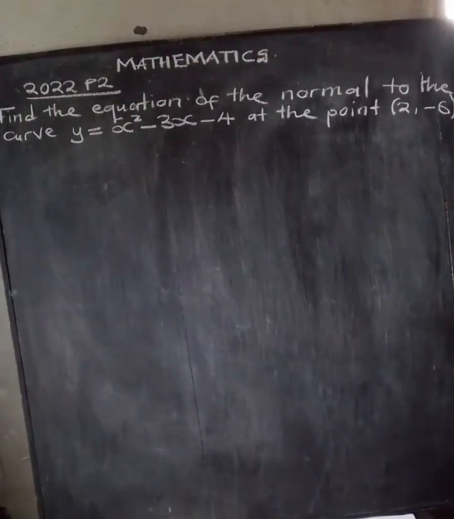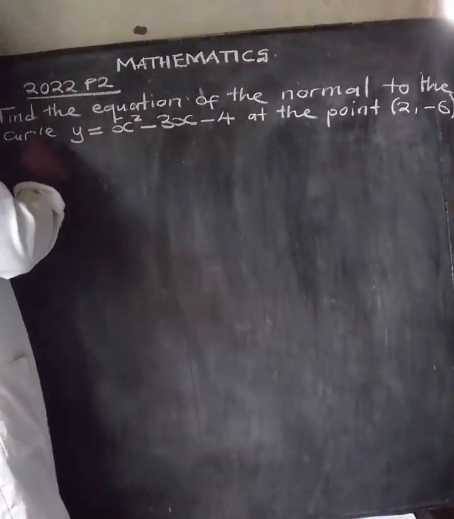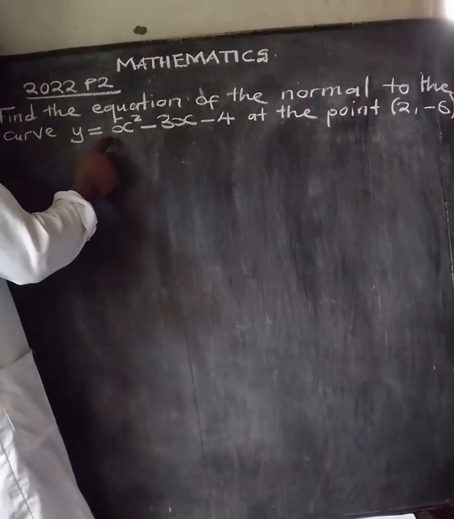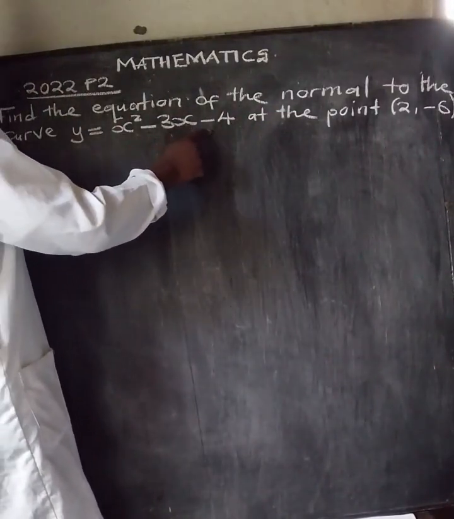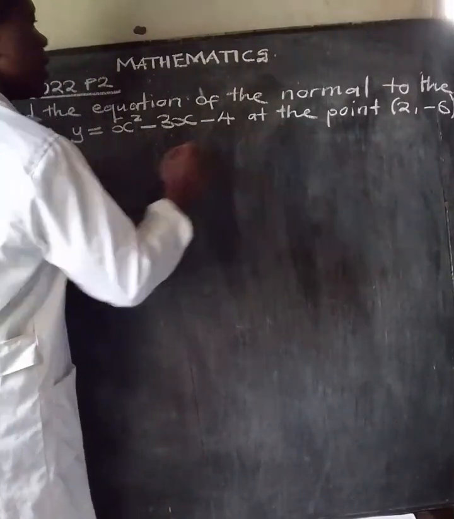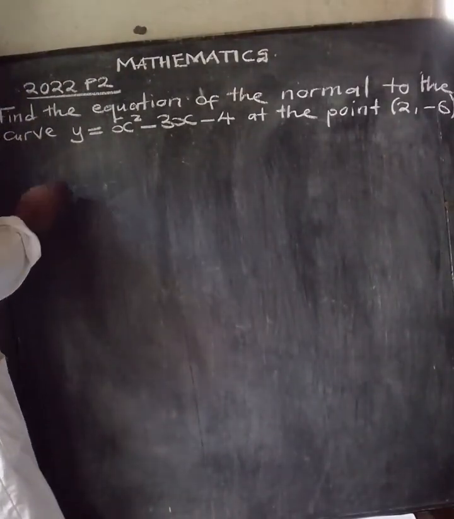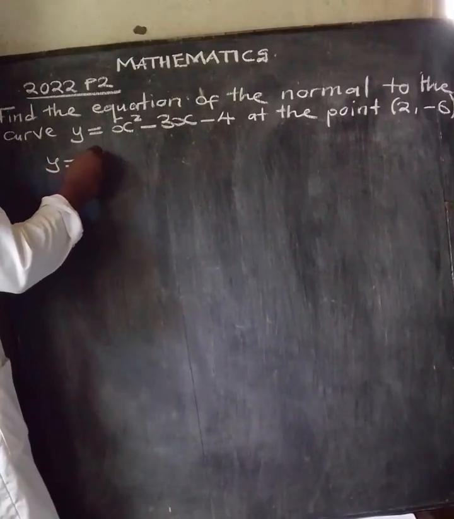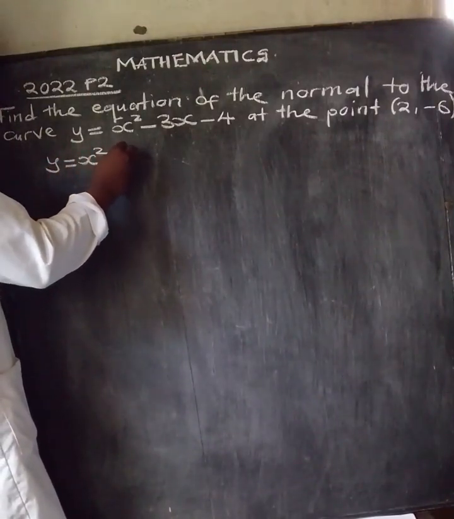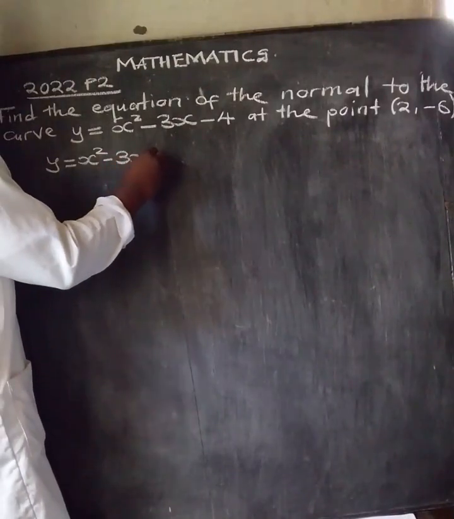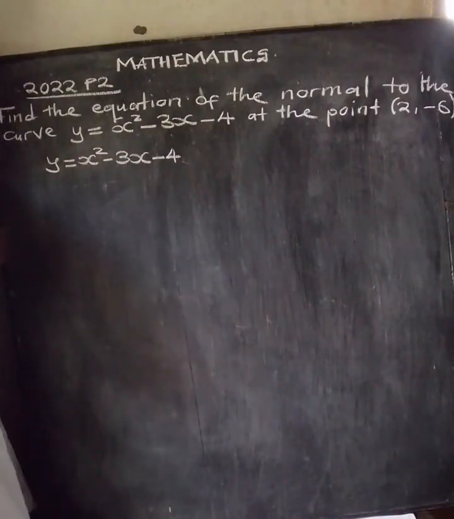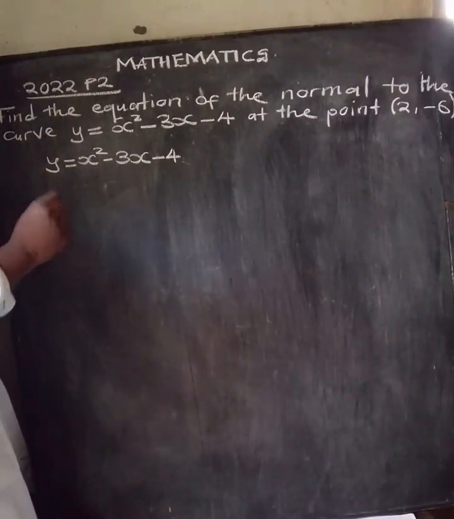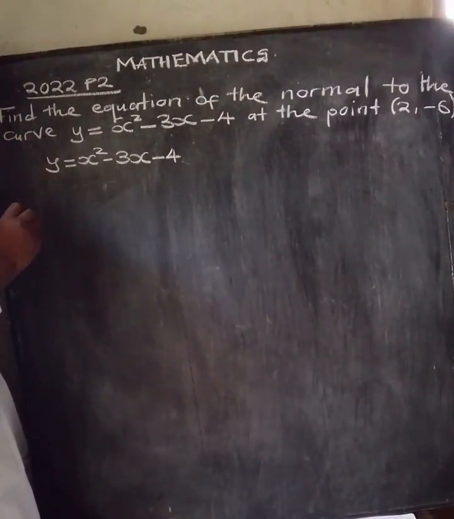Okay, so guys, let's look at this question. Find the equation of the normal to the curve y is equal to x squared minus 3x minus 4 at the point (2, -6). So we have been given this function, which is y is equal to x squared minus 3x minus 4. Okay, now we are told to find the equation of the normal.